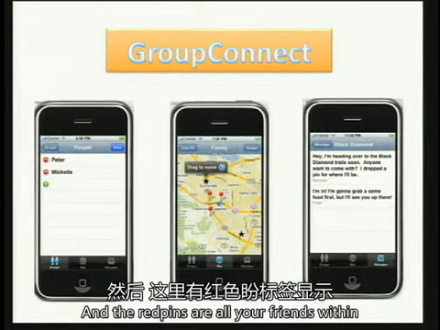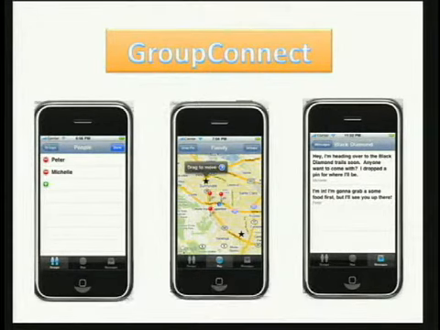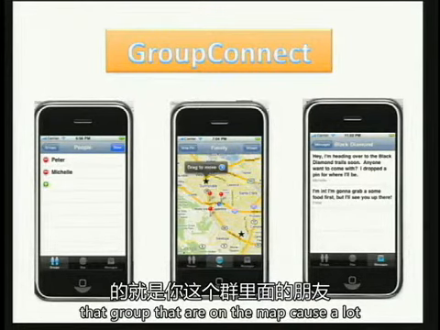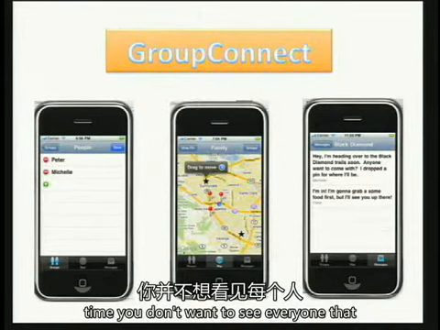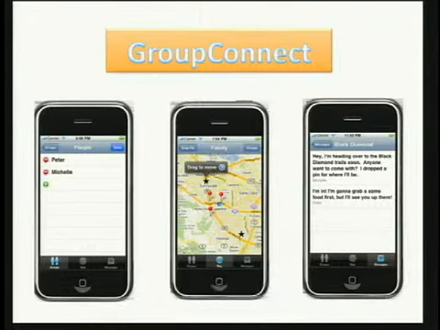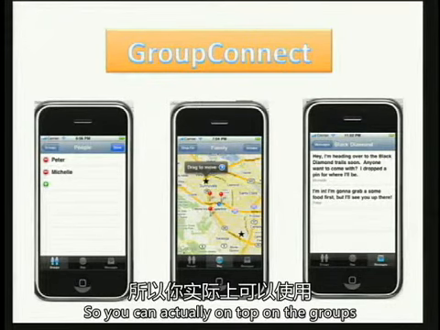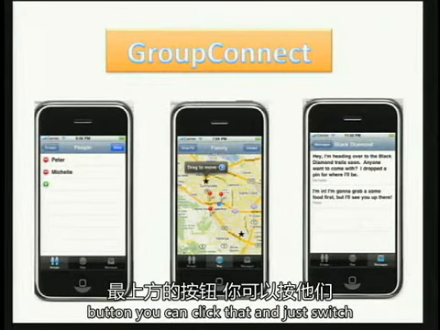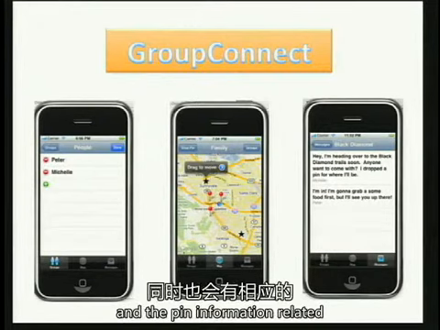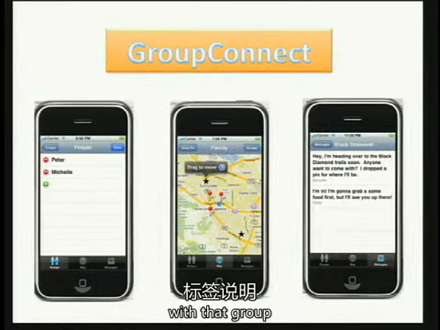And the red pins are all your friends within that group that are on the map. A lot of times you don't want to see everyone that you know on the map, you only want to see that group. So you can click the groups button on top and switch groups to display them on the map, along with the pin information related to that group.